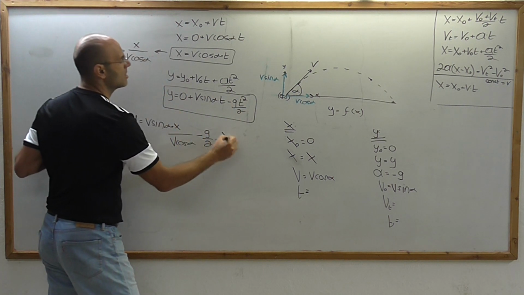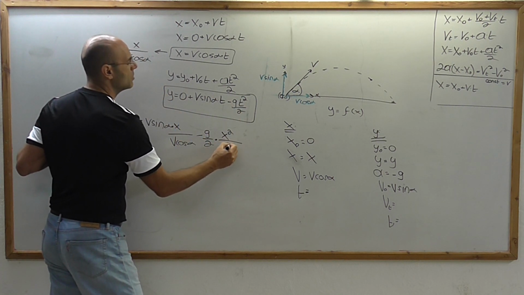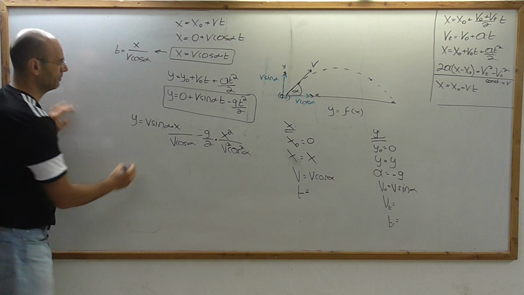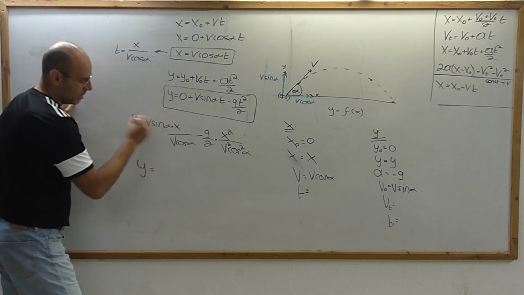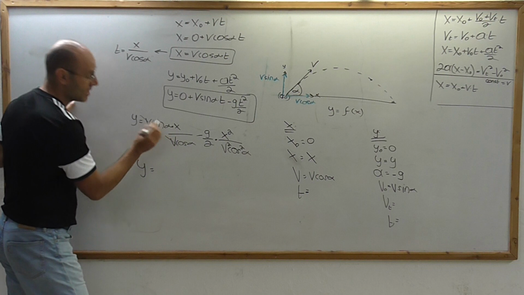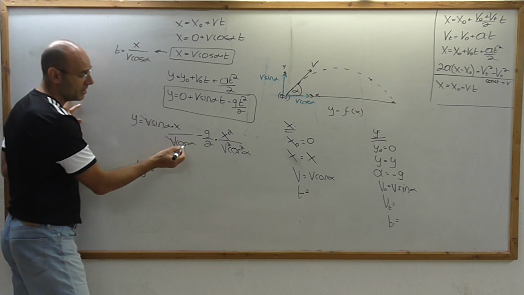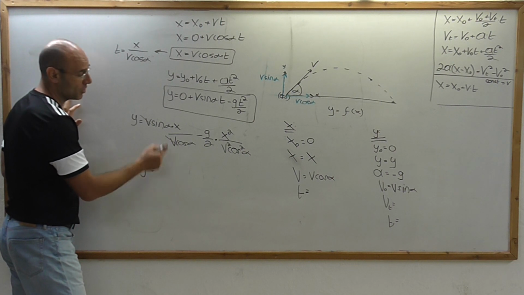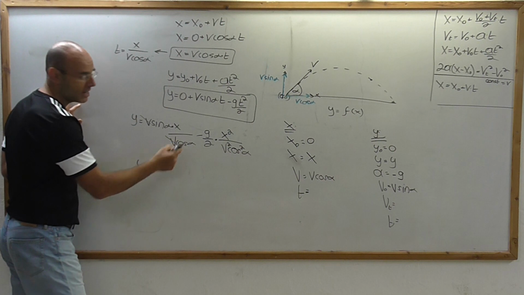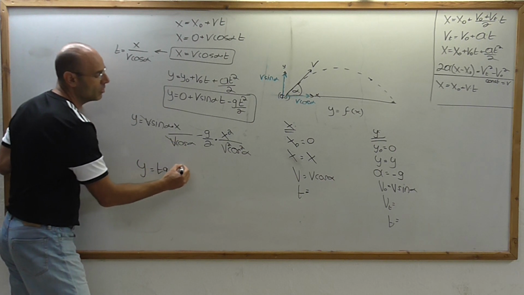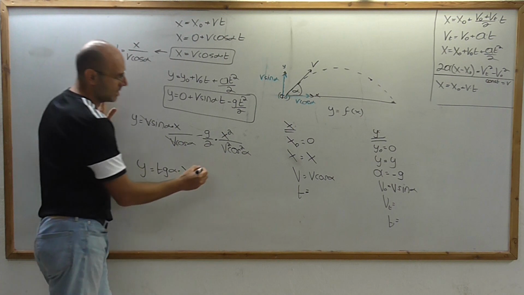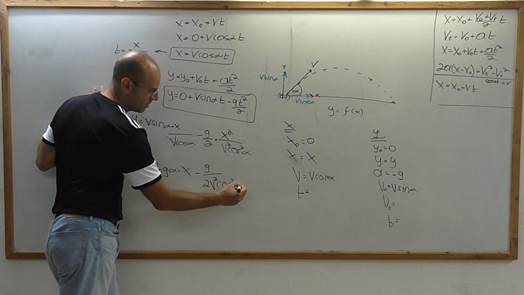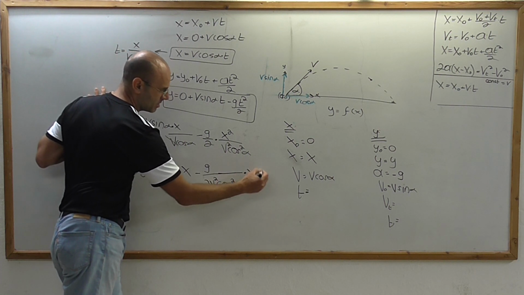t squared is this squared: v squared cosine alpha squared. Okay. Again, this and this. Okay, sine alpha over cosine alpha is tangent alpha. It's better to know this equation, okay? Tangent alpha multiplied by x minus g over 2v squared cosine squared alpha multiplied by x squared.